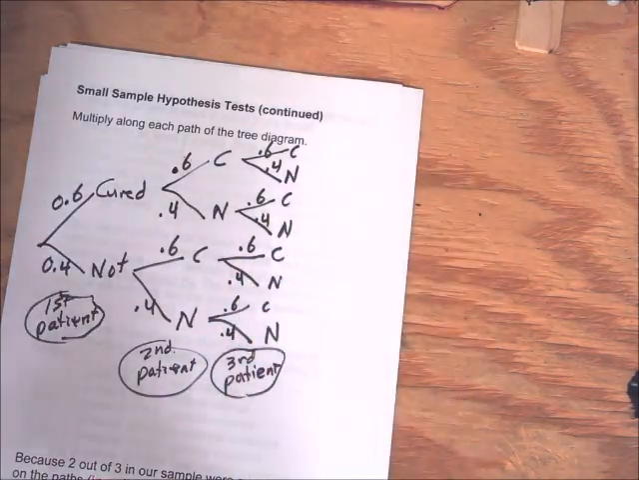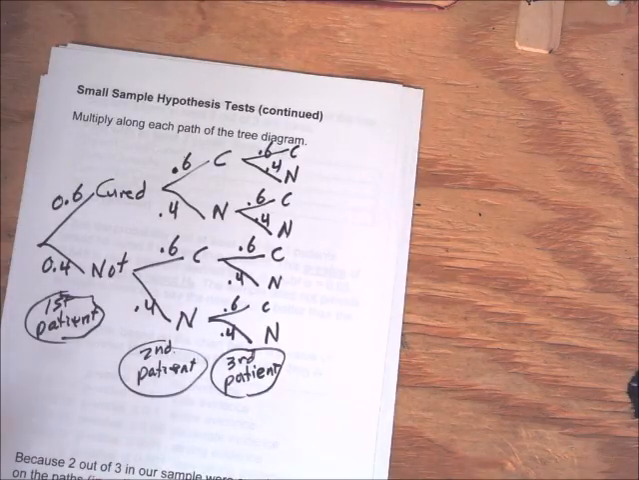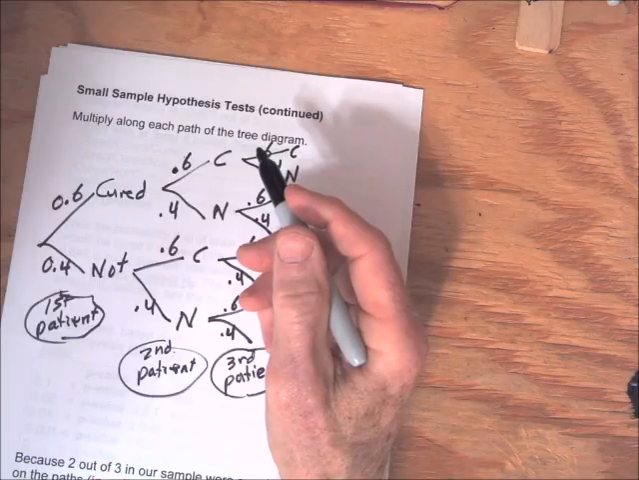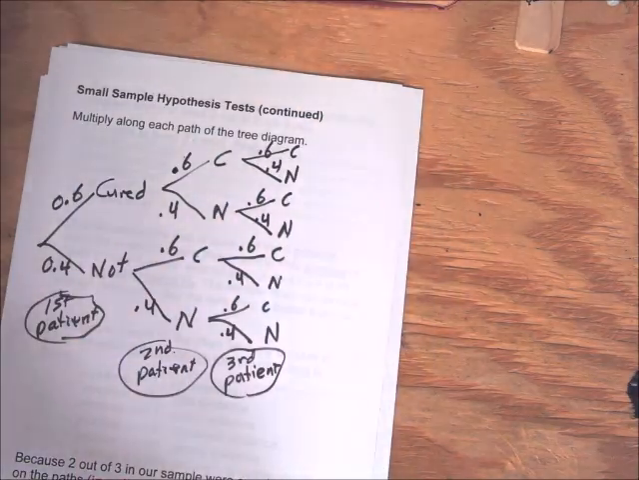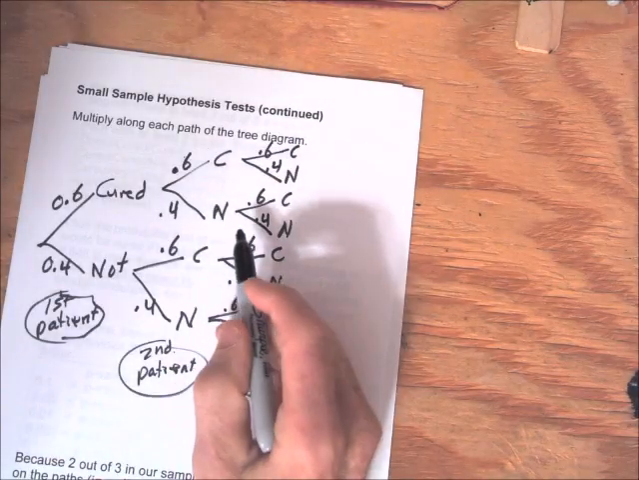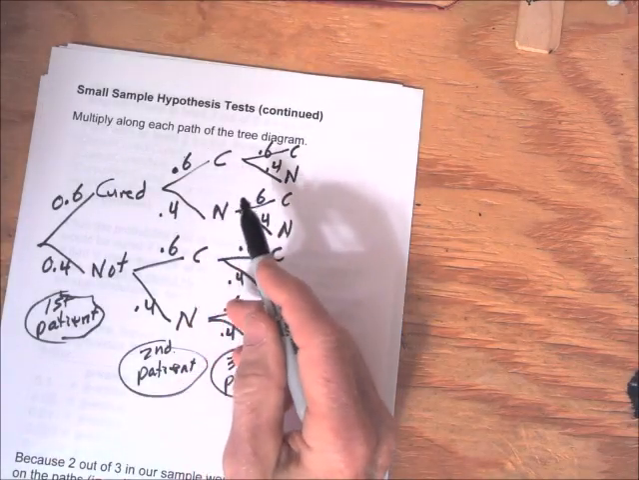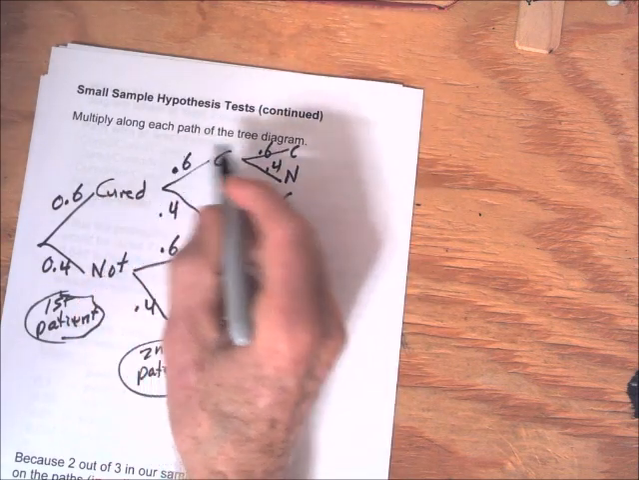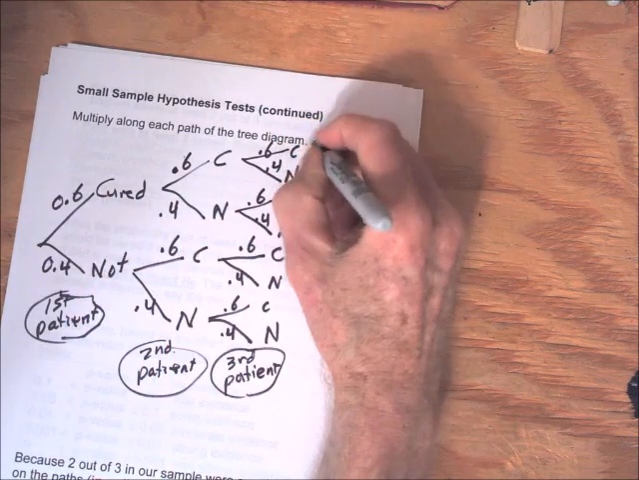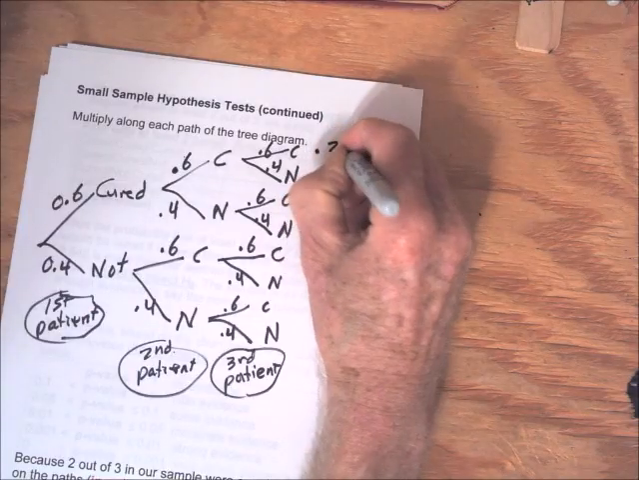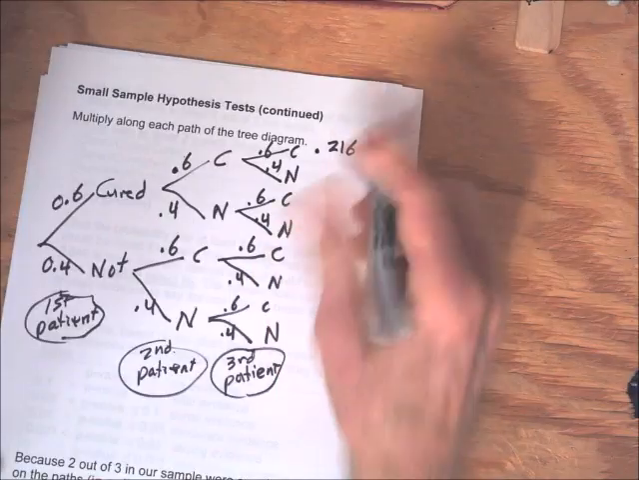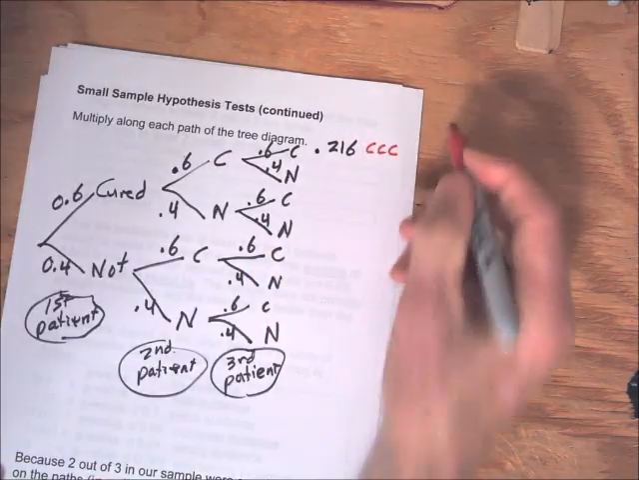Okay, so we want to multiply along the path, and we actually only need the paths where at least 2 out of the 3 were cured, because our sample size and our sample proportion was 2 out of 3. So we want all the paths where at least 2 out of 3 were cured. So the top path, all 3 were cured. 0.6 times 0.6 times 0.6, 0.216. So that's cured, cured, cured. I'll put CCC here. All 3 were cured.